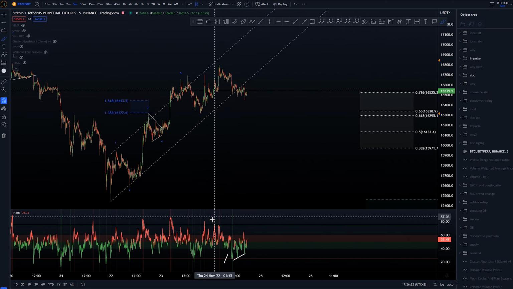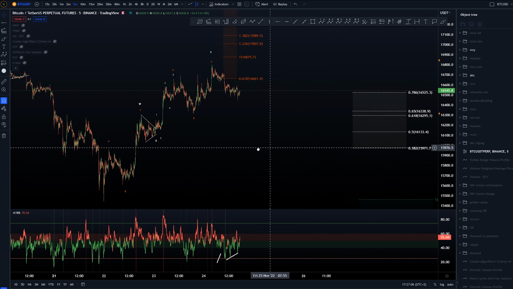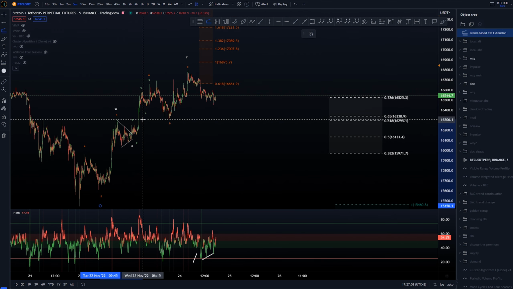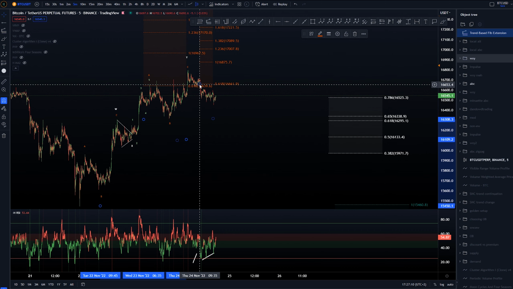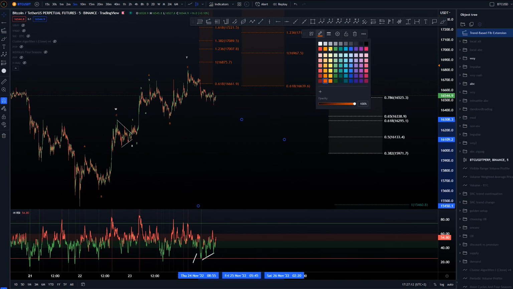There were other scenarios we were talking about before, where we had this as an ABC, just due to the fact that the extension targets were around the 1.382 extension of this A wave for that C wave. And that fits a bit better in my opinion. Then we could also be looking at this, where we would be measuring these out.